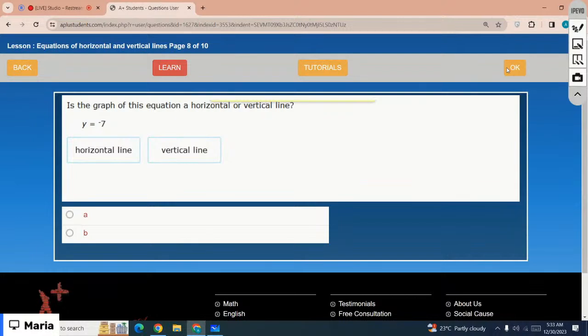Is the graph of the equation a horizontal or a vertical line? The correct option is, the equation given is y equals negative 7, right? So that must be a horizontal line. Option A is the correct option. Horizontal line it is.